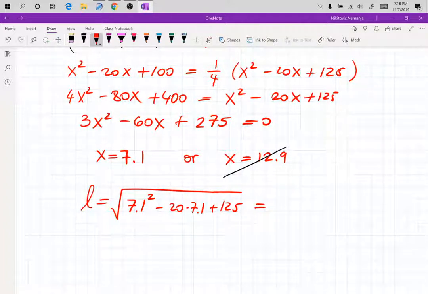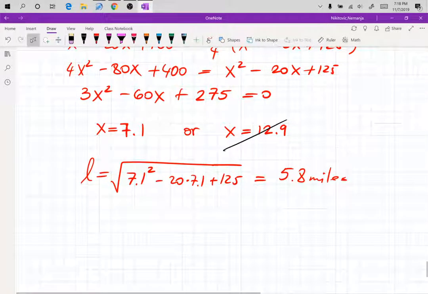Get the abacus working. 7.1 squared minus 20 times 7.1 plus 125. I'll just do this. Equals approximately 5.8 miles.